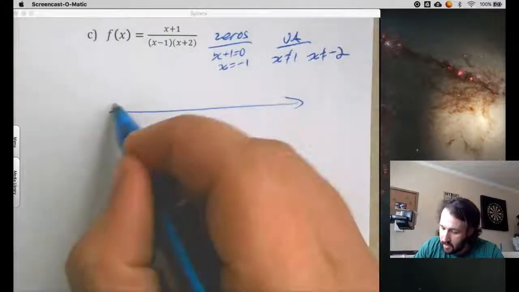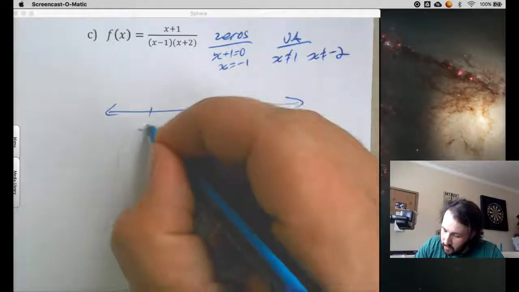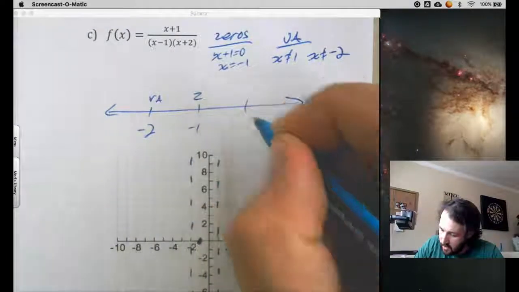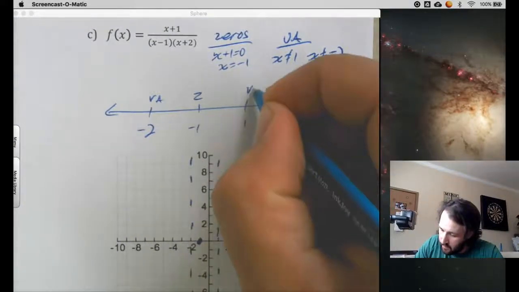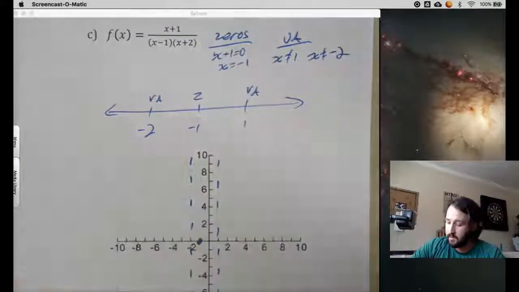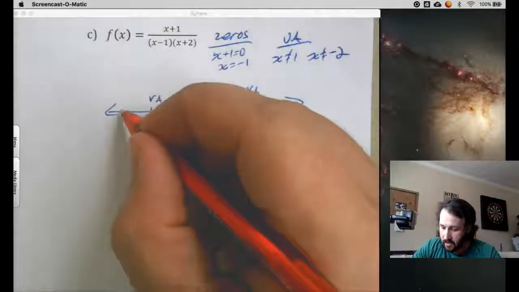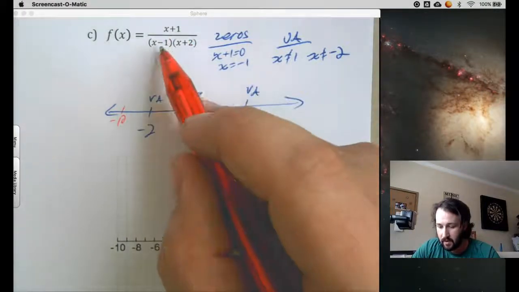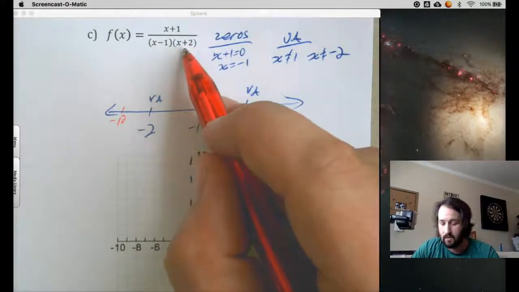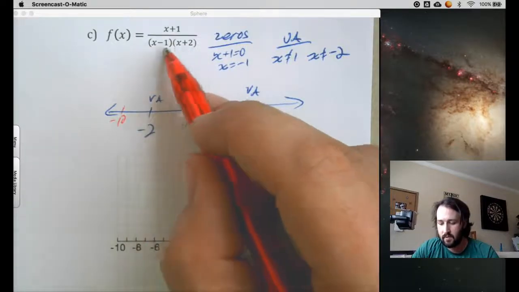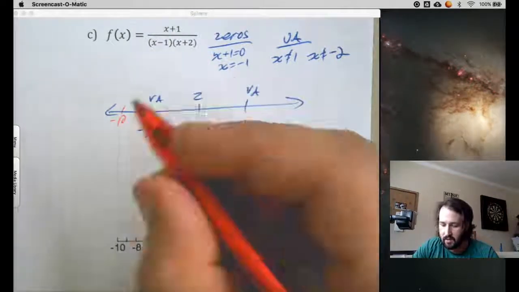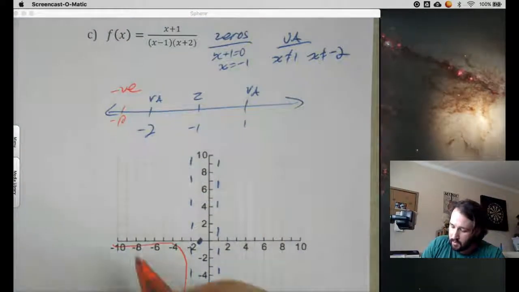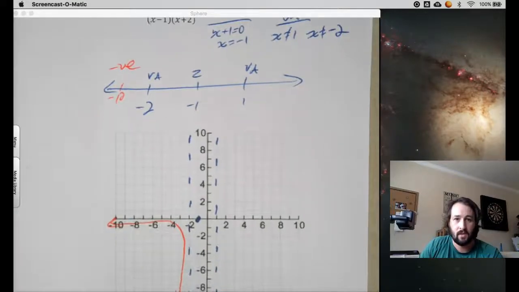All right, put those on a line. So I have -2, which is a vertical asymptote. I have -1, which is a zero. And I have 1, which is a vertical asymptote. So now if I check around these values, say I choose -10. -10 plus 1 would be a negative number. This would be a negative, and this would be a negative. So negative times a negative down here is a positive. Negative divided by a positive would give us a negative interval. So I know this part of the graph is down below in the negative y values.